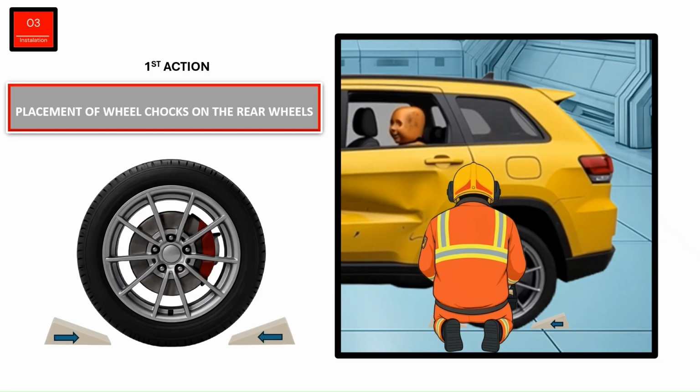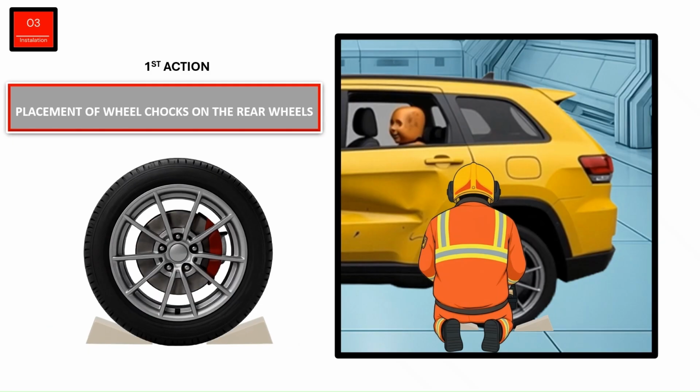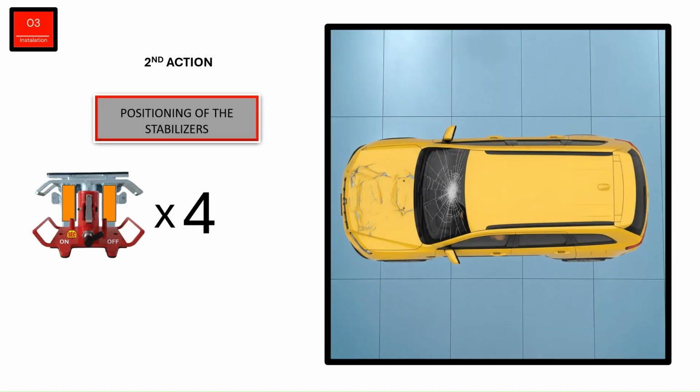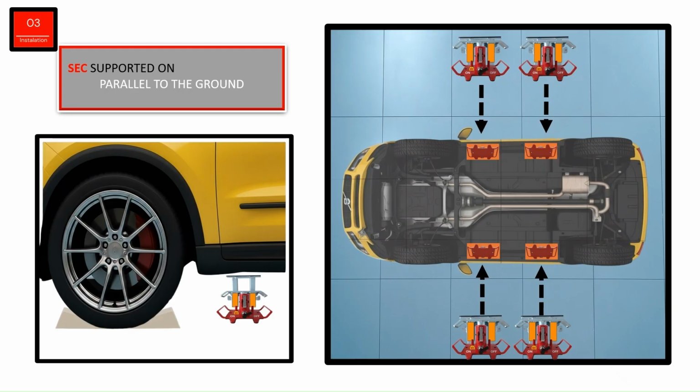First, place the chocks on the rear wheels to prevent any horizontal displacement of the vehicle. Next, position the 4 stabilizers correctly. They are placed under the vehicle in the areas shown in the image, parallel to the ground. We touch the chassis base to ensure we are not placing the SEC on any area containing plastic components.